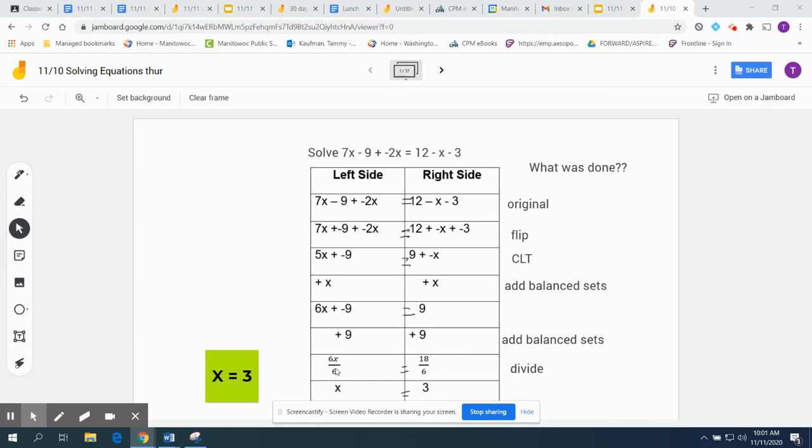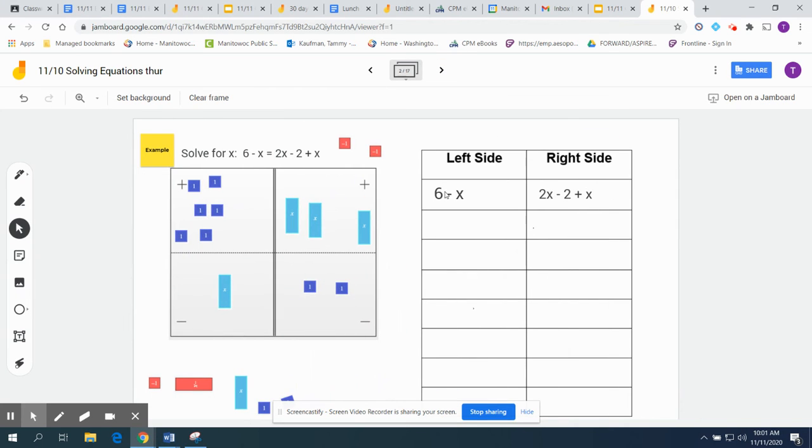So I'm going to then divide by 6 because I want to know what each one of those x tiles is worth. I've isolated them, but now I want to know what one x tile is worth. So I divide by 6 and divide 18 by 6. I get x is equal to 3. So there's one answer that makes this equation true, that makes the expression from the left side equal the expression from the right side, and that's when x is equal to 3.